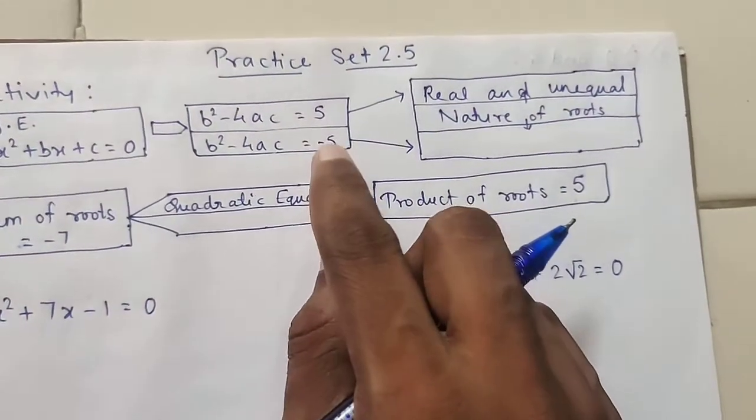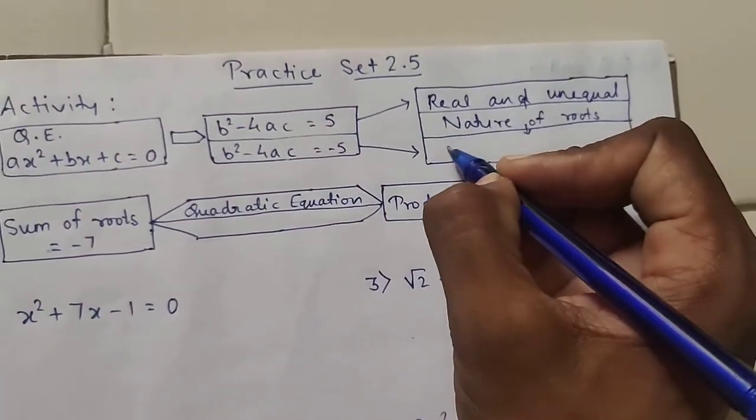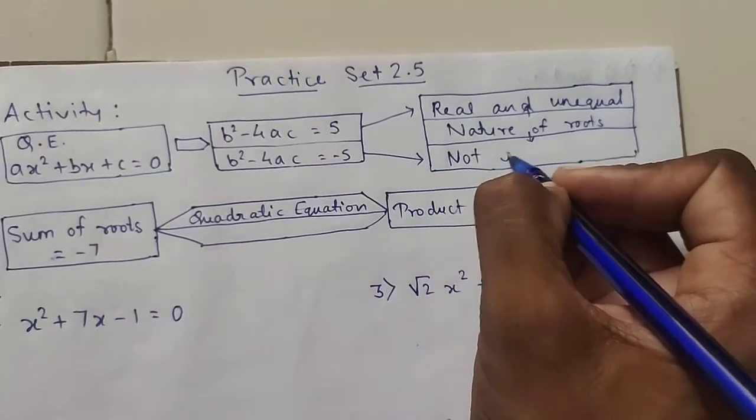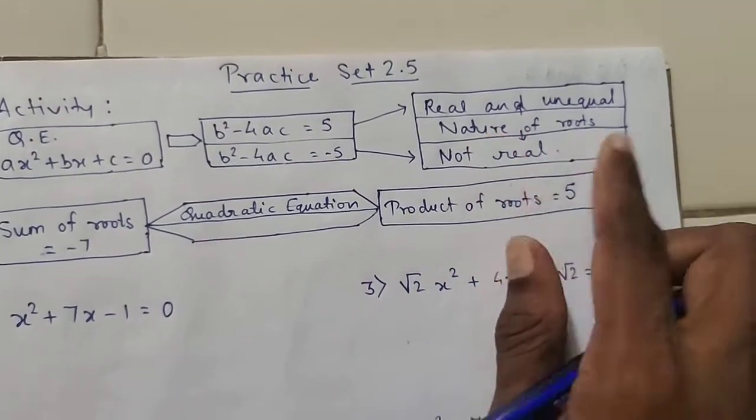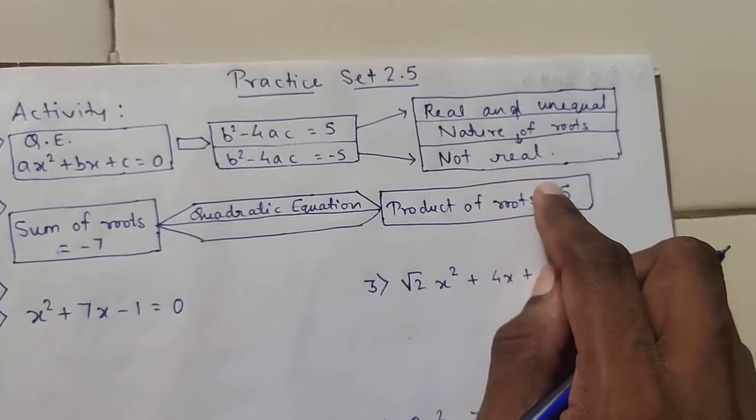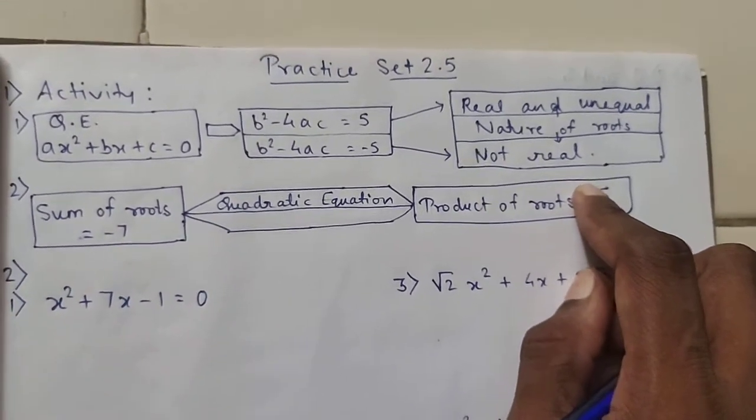Now what about this? Minus 5. So what you are going to say? Roots are not real. Okay. So your nature of roots is what? Not real. Now see the second example.